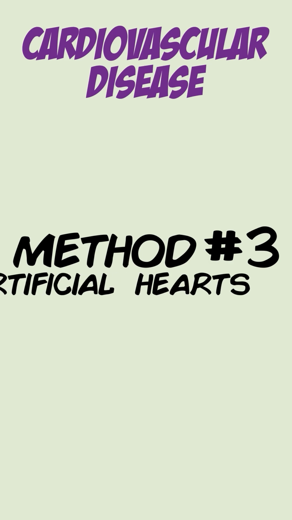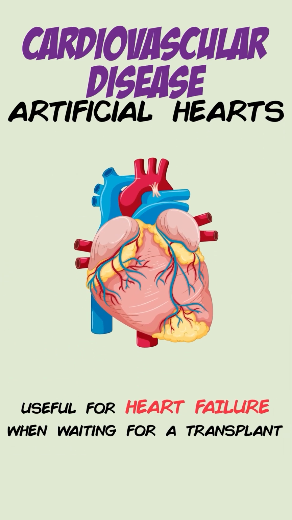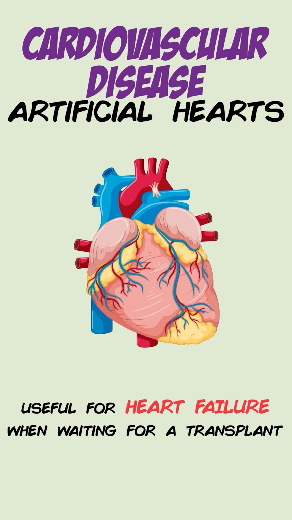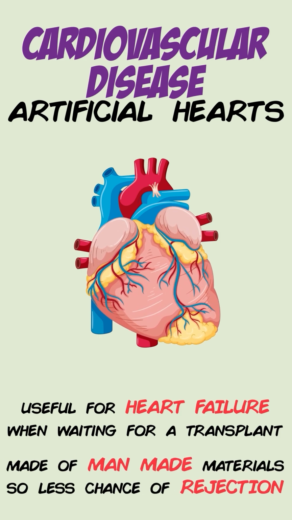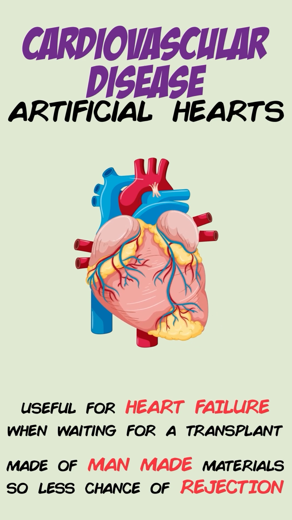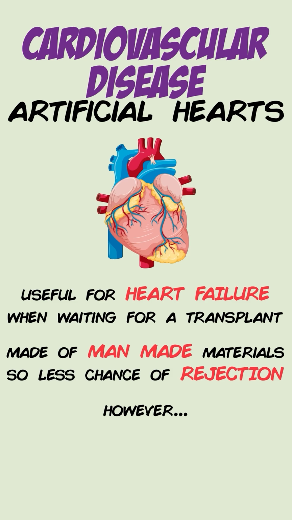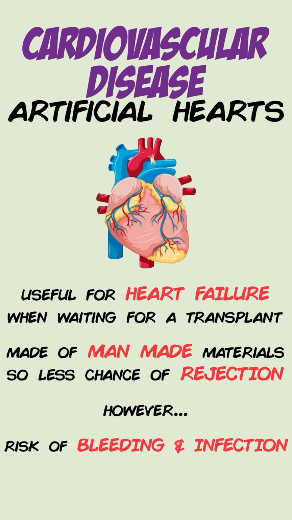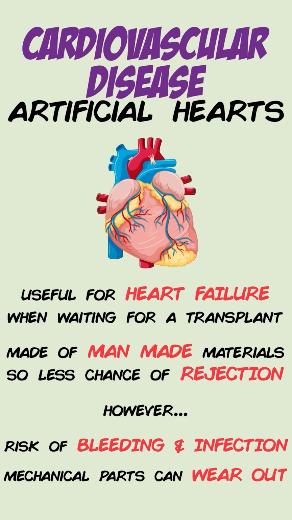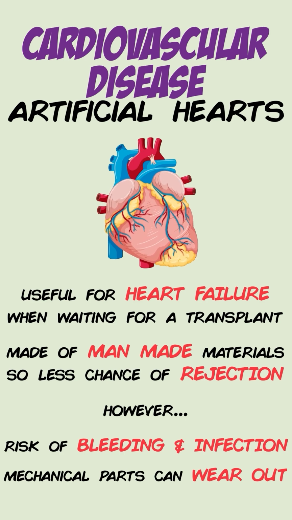One method of treating a faulty heart is by using artificial hearts, which are useful when a patient's heart has failed and a heart transplant isn't immediately available. Because they're made of man-made materials, there's a much reduced risk of it being rejected by the human's immune system. But just like any surgical procedure, there are risks of bleeding and infection. The mechanical parts of the artificial heart can also wear out over time, which means they're not a good long-term solution.